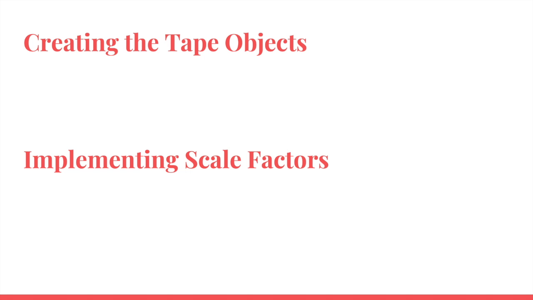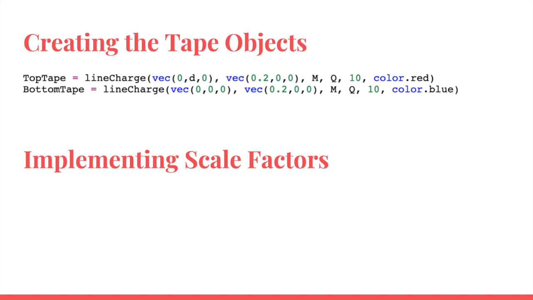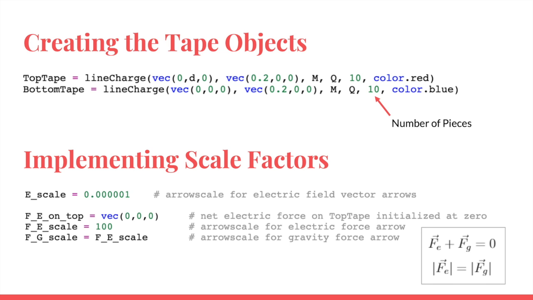Moving forward, I created two line charge objects, using the given line charge function to represent the two pieces of tape. I have the pieces of tape split into 10 point charge pieces. Next, I implemented scale factors so that we're able to visualize the objects more easily. Notice that the scales for the forces are equal. And I've additionally included that we know from experiment 1 that the electric force and gravitational force are of equal magnitudes, and therefore that the net force is 0 on the tape.